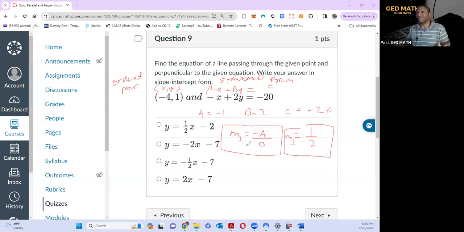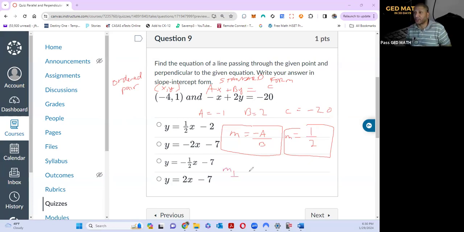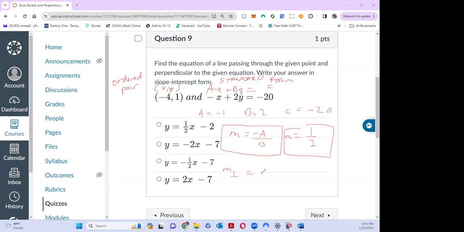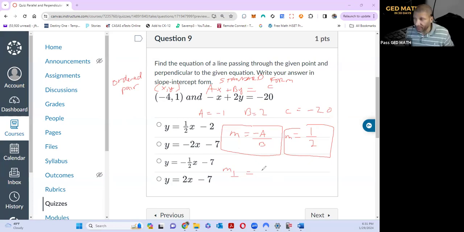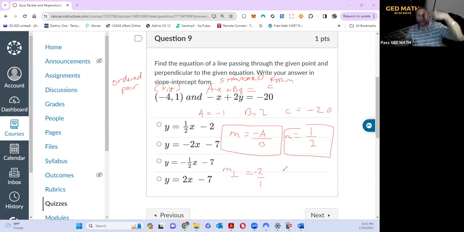Am I right? No. See, I always wanted to catch you. Is this the perpendicular line or the line I'm talking about? It's not the perpendicular line. So my slope because of this line is 1/2. So what is my slope of the perpendicular? Negative 2/1. -2 over 1. Why? Change the sign and flip.